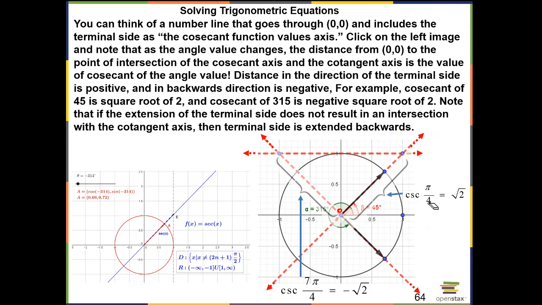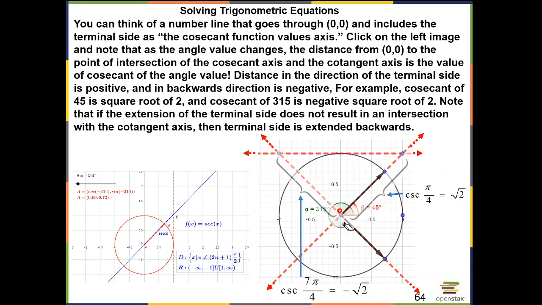So cosecant of pi over 4, from here to there, that distance right there is square root of 2, okay? Which is basically 1 over sine of pi over 4, so it's 1 over, so it's 2 over square root of 2, and if you rationalize it, you get what? You get square root of 2, right?